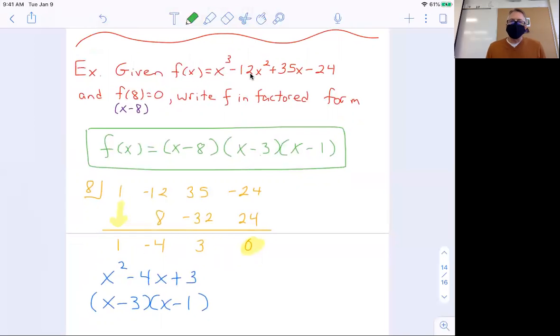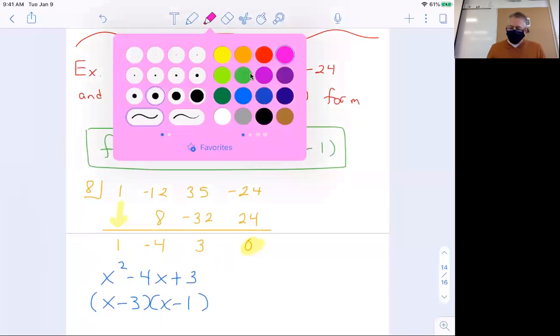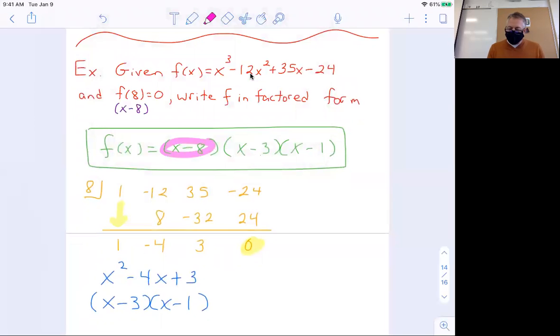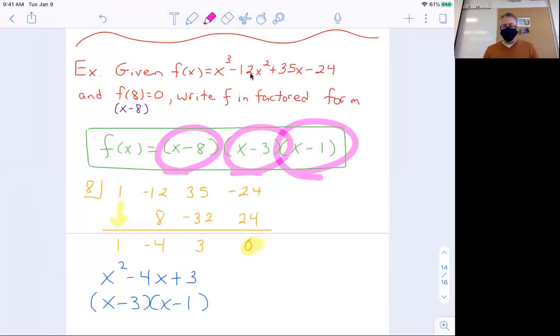And so to throw a little more vocabulary at you guys, this x minus 8 is a factor, which is saying the same thing as this because f of 8 is equal to 0. It also means that 8 is a root. So if the question was like, find the roots, I have 3 roots. I have a root at 8, 3, and 1. Okay, those are my roots, 8, 3, and 1.